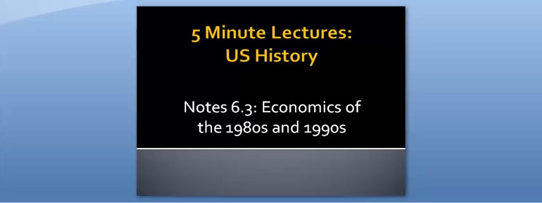History 5-minute lecture. This information will be U.S. Notes 6.3, Economics of the 80s and 90s. It includes information that goes along with the first section on your Unit 6 study guide. Now remember, you have control over this lecture, so use your study guide to figure out what's important to write down. Pause if you need to, rewind if you need to, and write down any questions you have and bring those to class. Let's go ahead and get started.